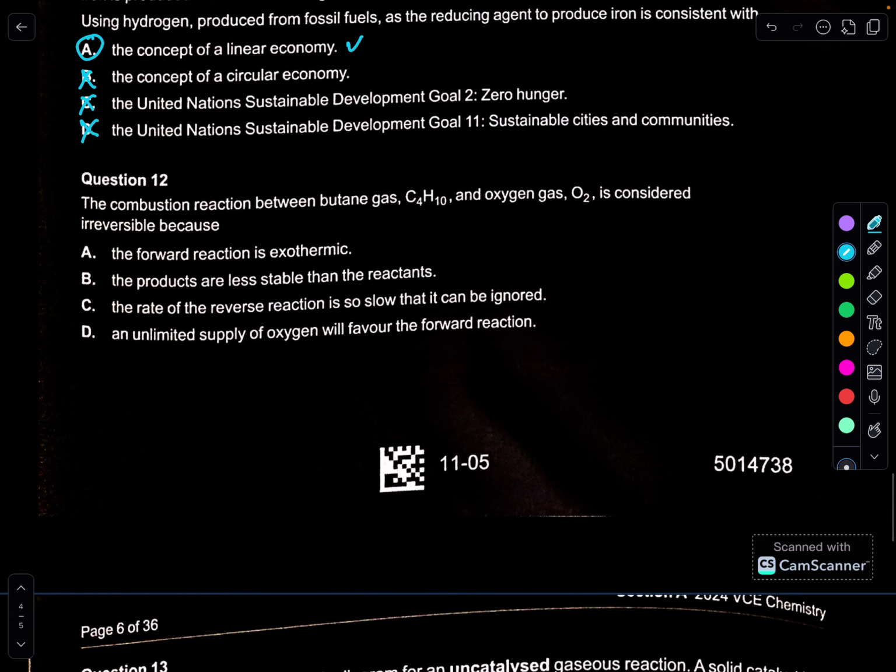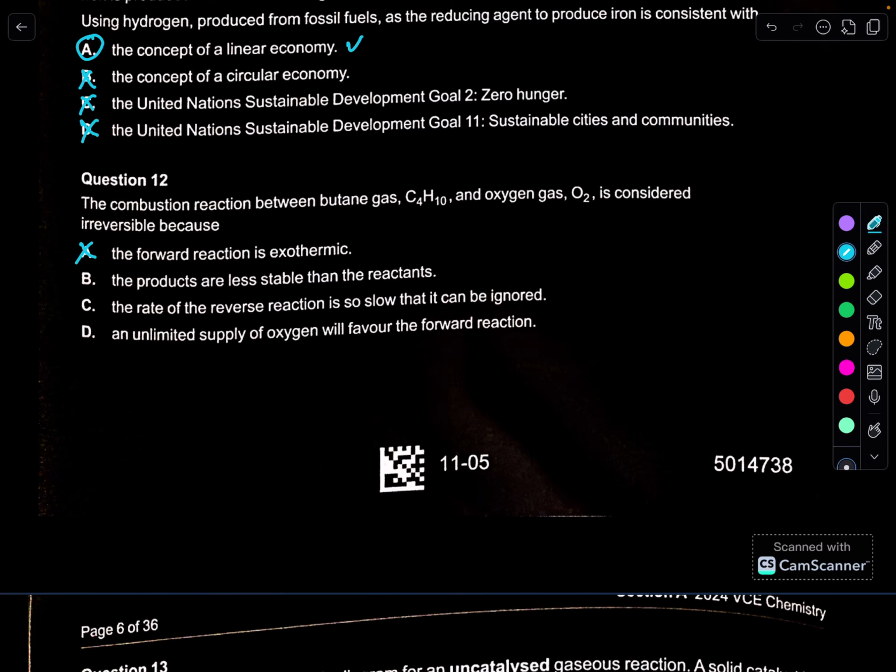12. The combustion reaction between butane and oxygen gas is considered irreversible. True. It's a combustion reaction. Yeah, like what we say. So because the forward reaction is exothermic? Absolutely, that doesn't explain why. Remember, some are endothermic and are not reversible. That doesn't explain anything. Yeah, this one's rubbish.